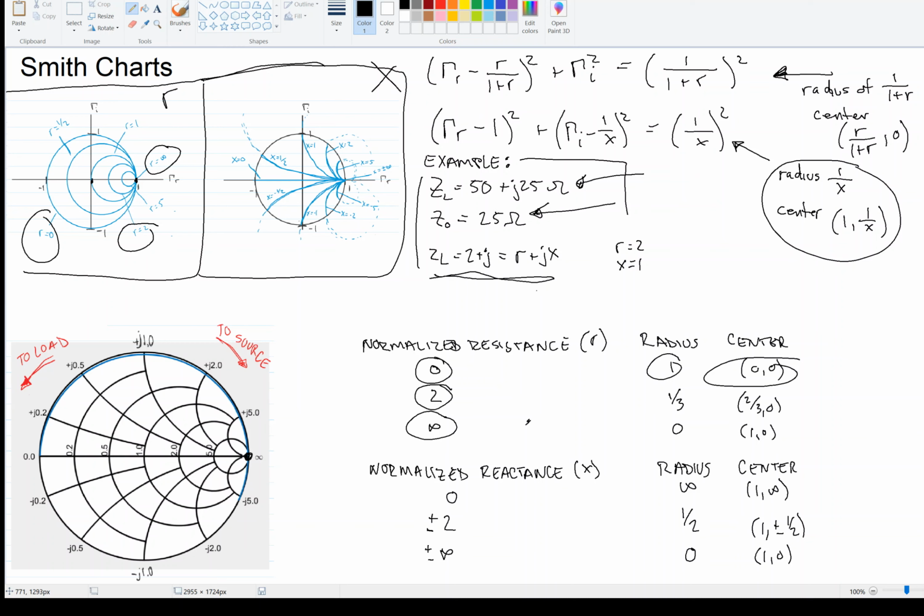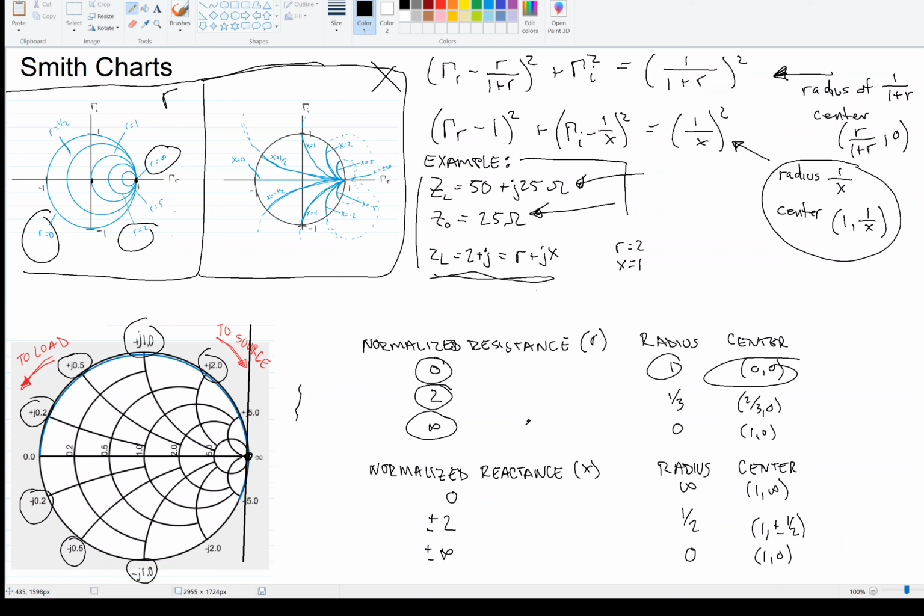Now for the X circles, notice that the centers all lie on gamma R equals 1. Gamma R equals 1 is this line here. So all of the centers of the X circles, although you cannot see the full circle, lie on that axis. Inductive reactance lies above the gamma R axis. So inductive reactance is positive j, and those are all of these circles. Capacitive reactance, negative j, lies below the gamma R axis. So that's down here.